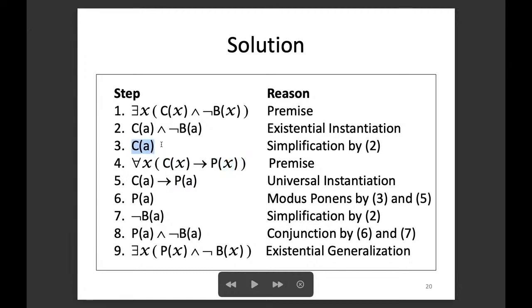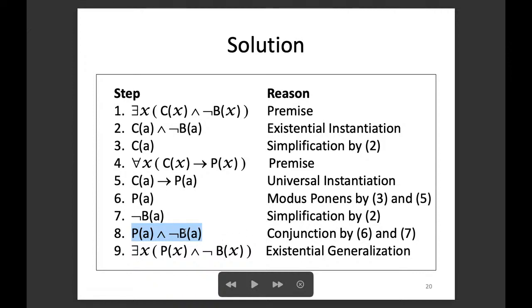Now we have 3, we have 5. So this time we can apply modus ponens to 3 and 5, so that we know that Pa is already correct. And similarly, from statement 2, we can also use simplification to get not Ba. 6 and 7 can now be combined by using conjunction. And now it says that for that particular A, Pa and not Ba is true.